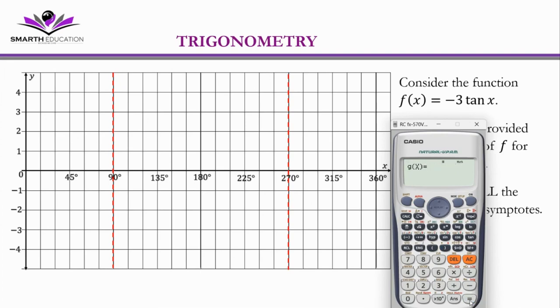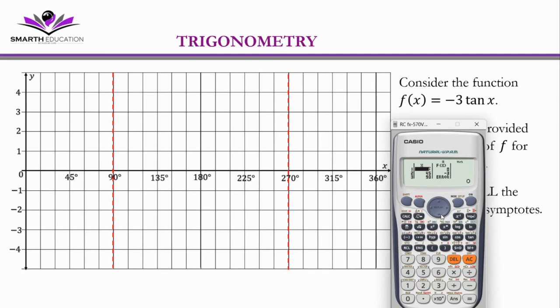Then equals. We don't have the second function, so let's ignore it. Just press equal again. And then start, we're starting from 0. Our domain is from 0 to 360, then equals. And then end, 360 degrees, equals. And then we're counting in 45, so our step is 45, every 45 degrees. See that? And then we get all the points.